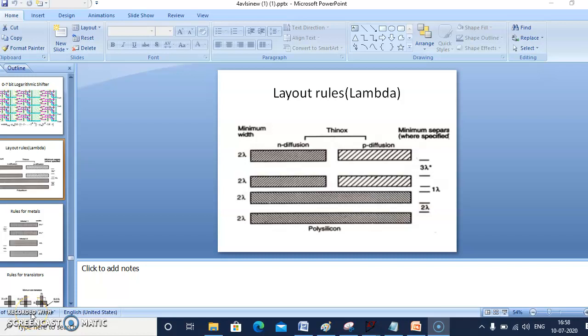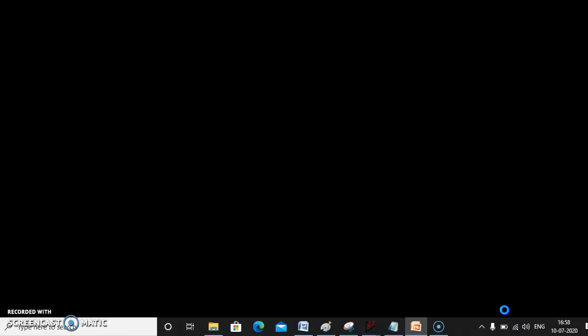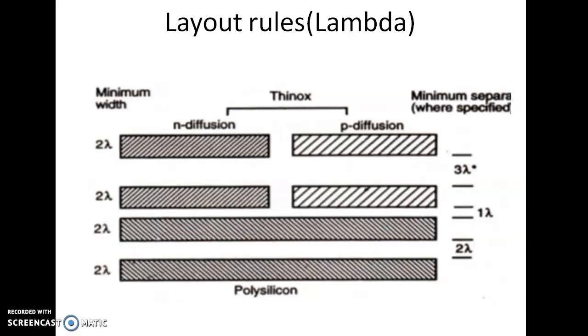Hi everyone, in this video I am going to discuss the layout tools. So we have different types of layout tools like lambda based design rules and micron based design rules. Here I am going to discuss lambda based design rules, and we know layout is the step which comes after the stick diagram. From the schematic we draw the stick diagram. So stick diagram is a cartoon of the layout. From the stick diagram we will proceed to draw the layout.